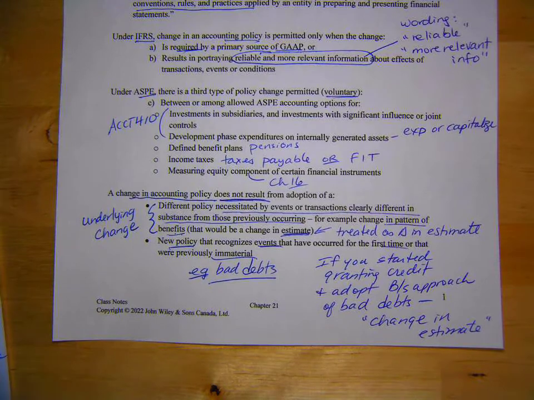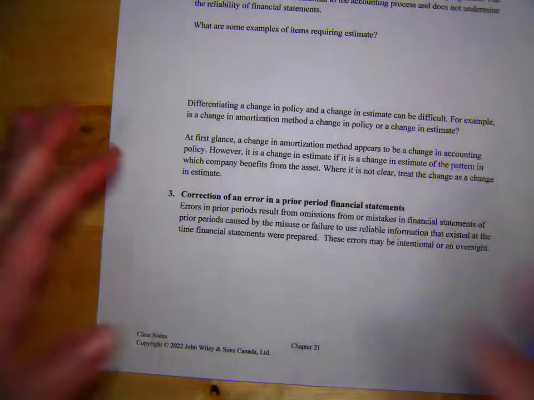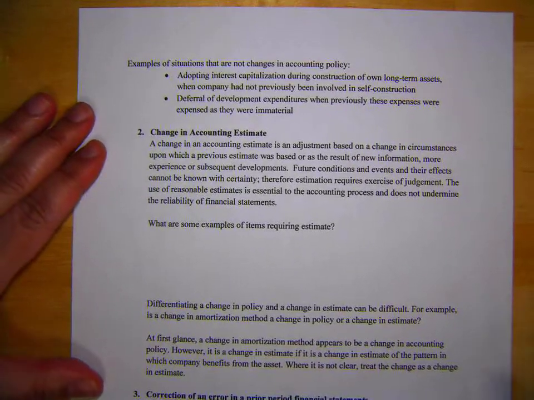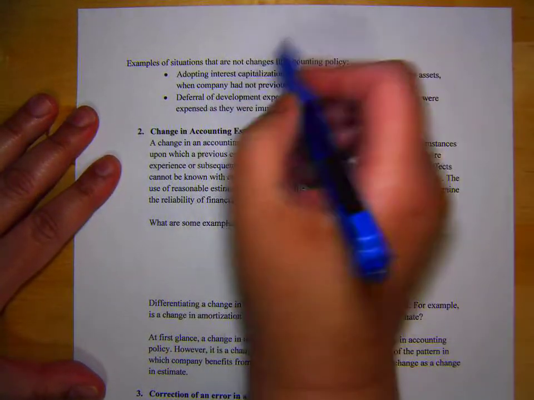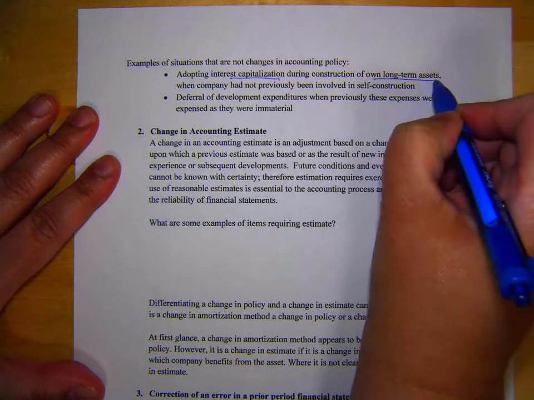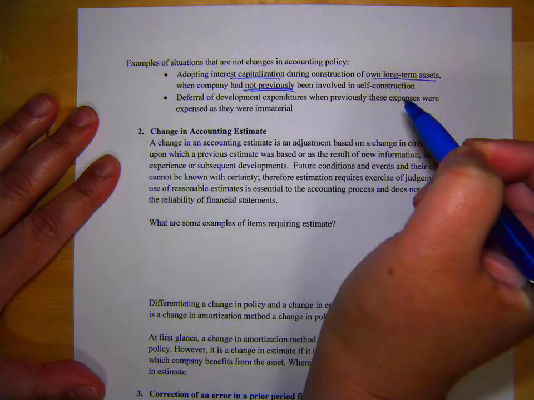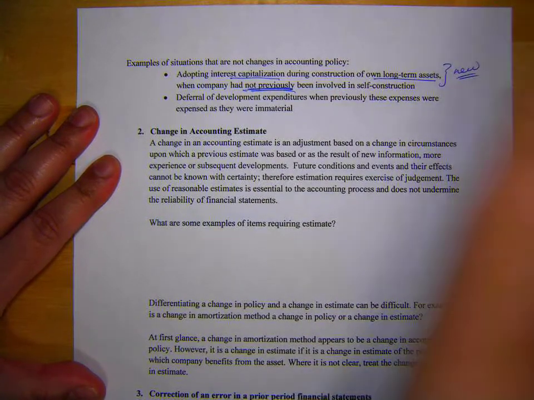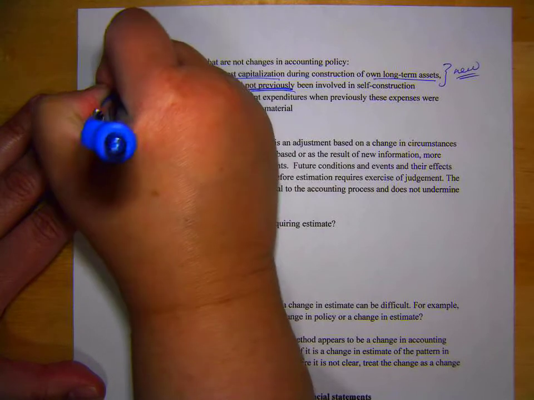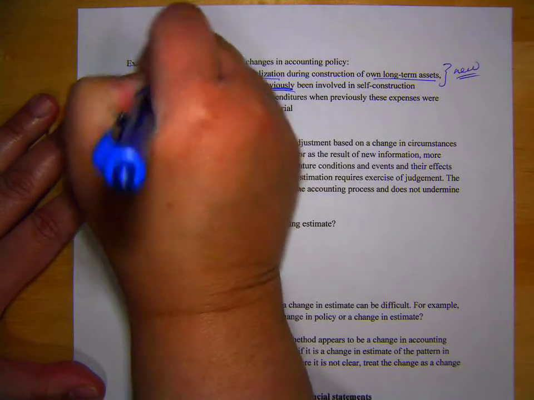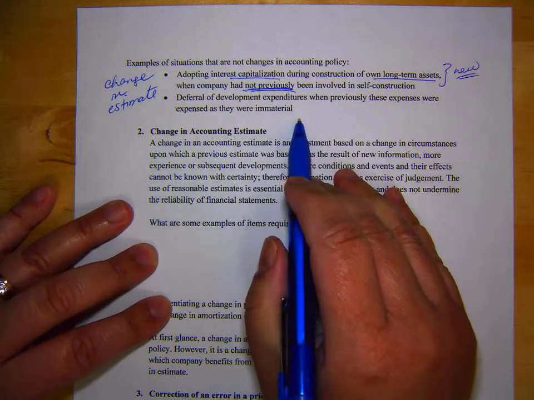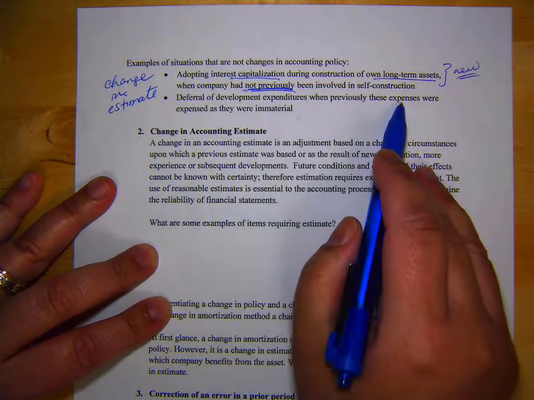So on page 2, some specific situations that are not changes in accounting policy, like the one I did. Adopting interest capitalization during construction of own long-term assets when they had not previously been involved. So new. So this would be change in estimate. Deferral of development expenditures where previously they were expensed because they were immaterial. Now it's new. So again, change in estimate for both of those.